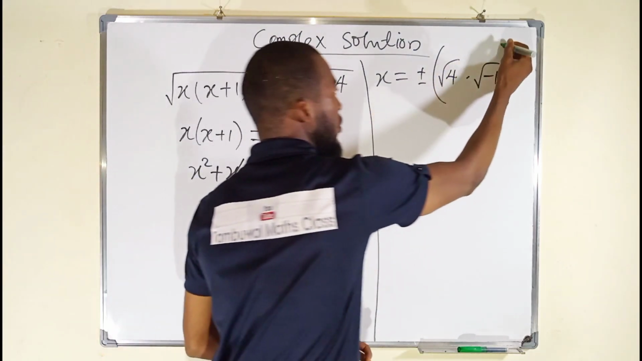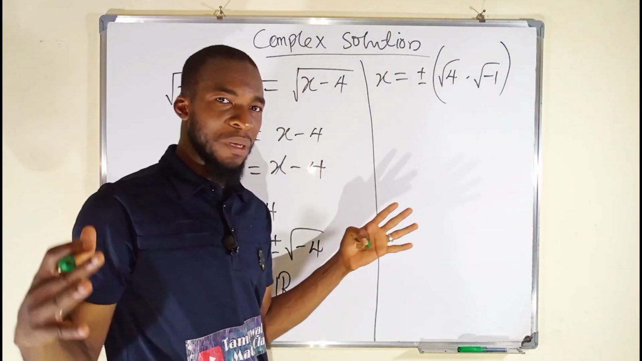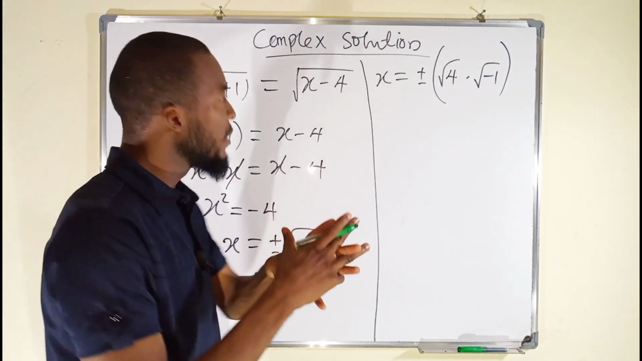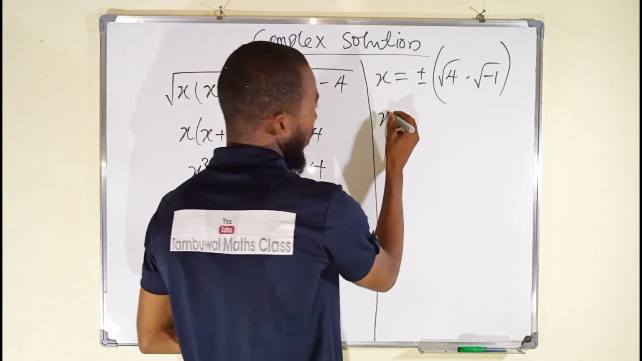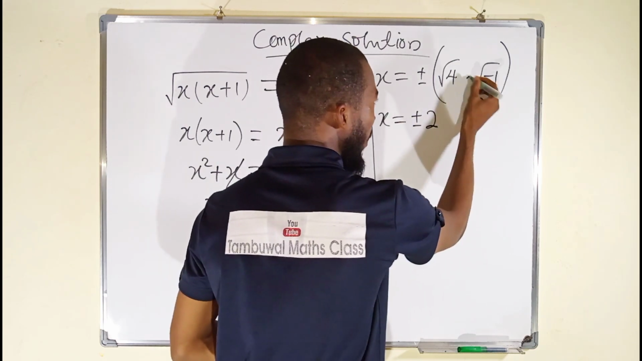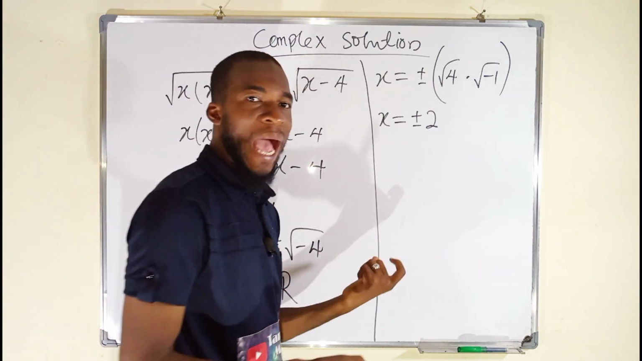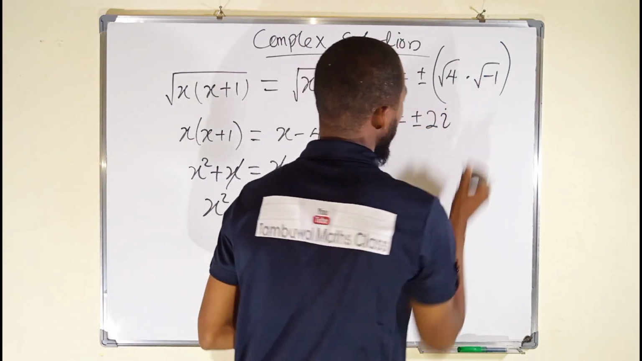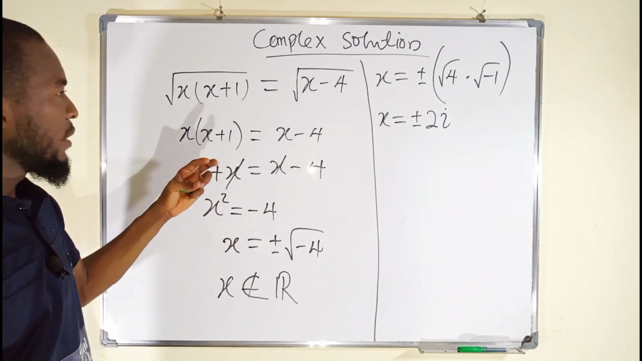So in short, if you are multiplying two numbers under square root, you are free to take their square root independently, then later on multiply. We know in real world square root of 4 is 2. So x equal to plus or minus 2 multiplied by square root of negative 1, which in the complex world is i. So we have plus or minus 2i in the complex world.